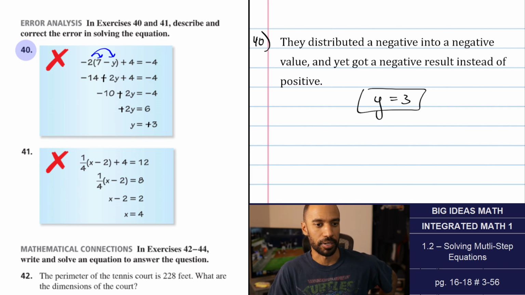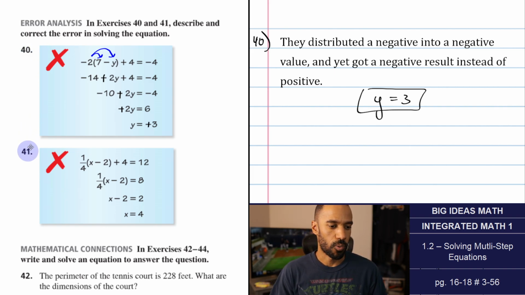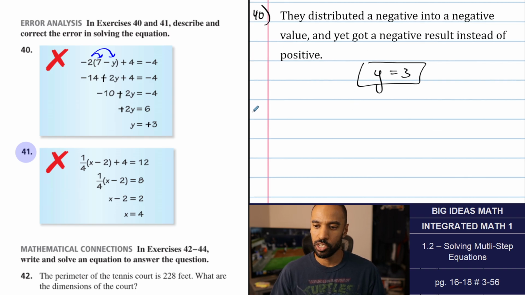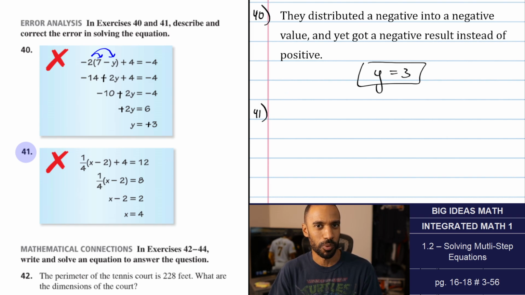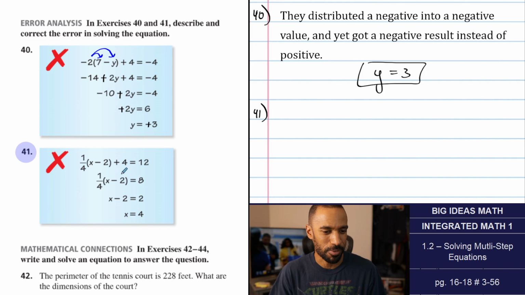All right, let's go to number 41. 1/4 times the quantity x minus 2 plus 4 equals 12. So what did they do in between here? I think in section 1.1 for number 41, I also wrote a 14. There's a curse there for some reason. So the first thing they did was they subtracted 4 from both sides, yeah? Okay, looks good. Now, from here, the 1/4 somehow goes away, and the 8 somehow turns into a 2.